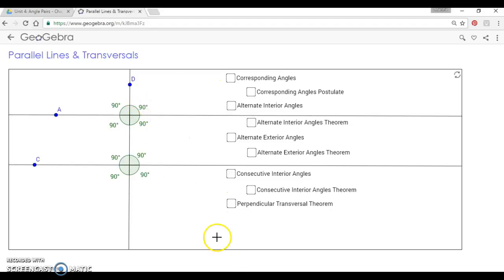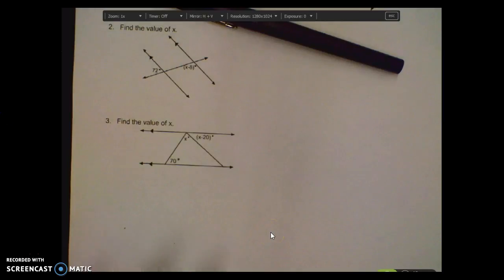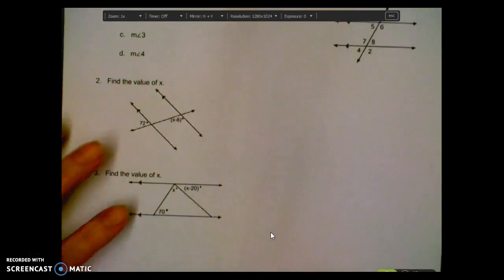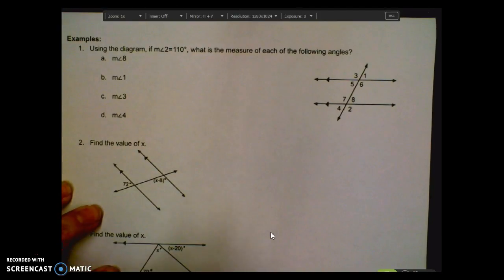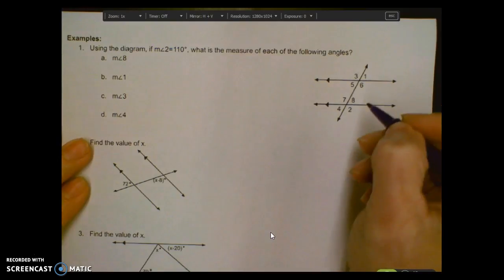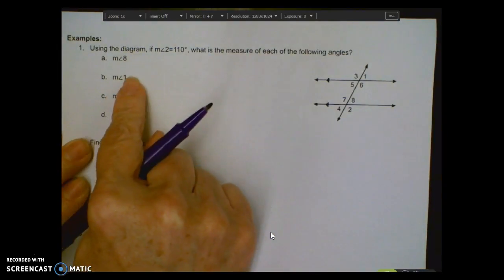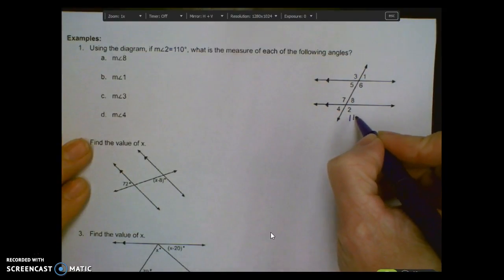Okay, so let's look at the back of your notes and do some examples related to these particular theorems. All right, number 1, using the diagram, if the measure of angle 2 equals 110 degrees, what is the measure of each of the following angles? My advice, start by labeling everything in the diagram that you can first, and then go back and answer these questions. So in this case, we're told the measure of angle 2 is 110 degrees.